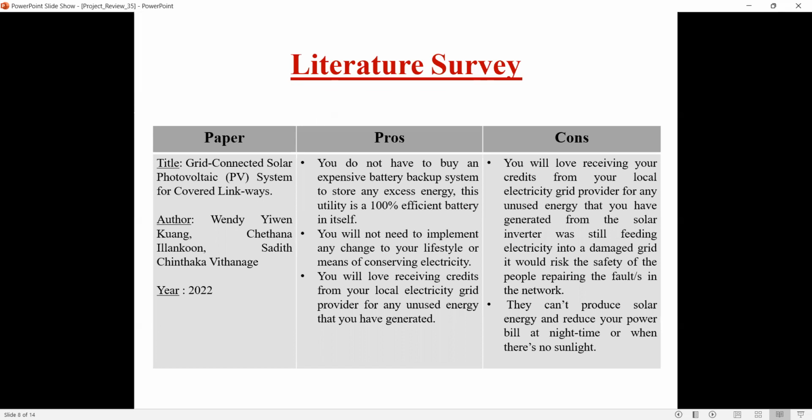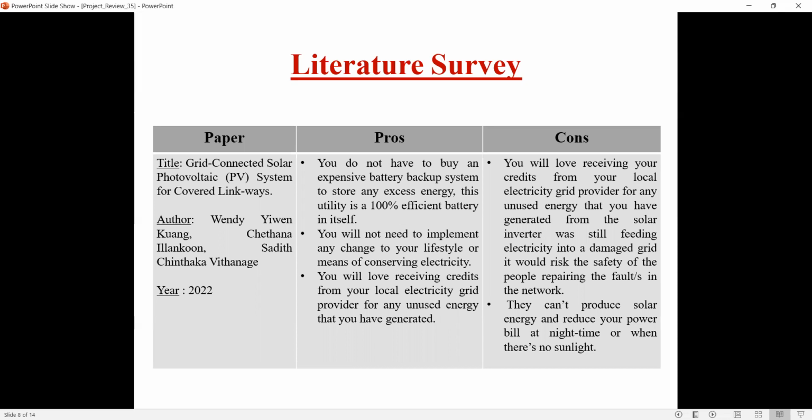So going through the first paper, which is grid connected solar photovoltaic system for covered linkways. This paper has its own drawbacks and advantages too. It was published in 2022. Let's see the first pros of this paper. You do not have to buy any expensive battery backup system to store any excess energy. The utility is a 100% efficient battery in itself. You will not need to implement any change to your lifestyle or means of conserving energy. You will love to receive credit from the local electricity grid provider for any unused energy that you have generated.